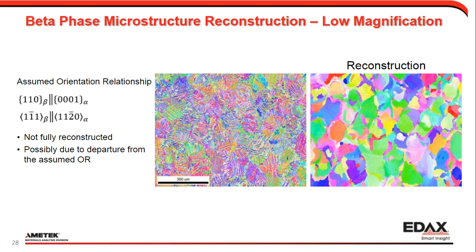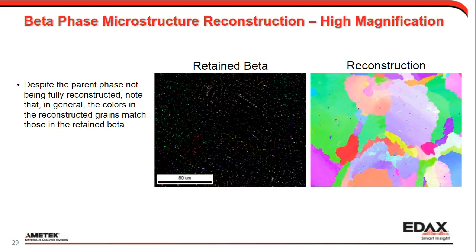So we were pretty happy, but we wanted to check because we weren't totally sure that what we had done is correct. But if you look really closely here, and I hope you can see it on your screens, you can see that the colors match between the reconstruction and the retained beta. And that's a positive check that we have a good match.